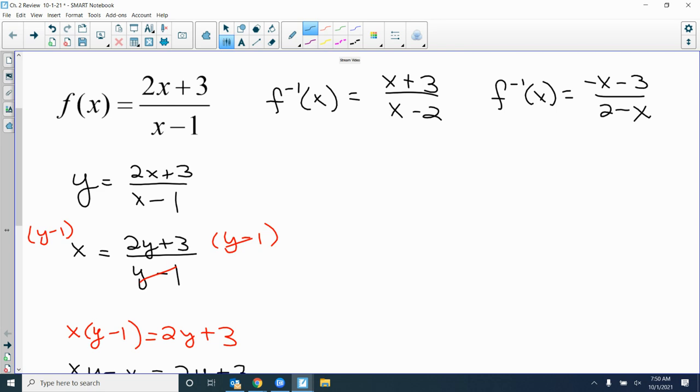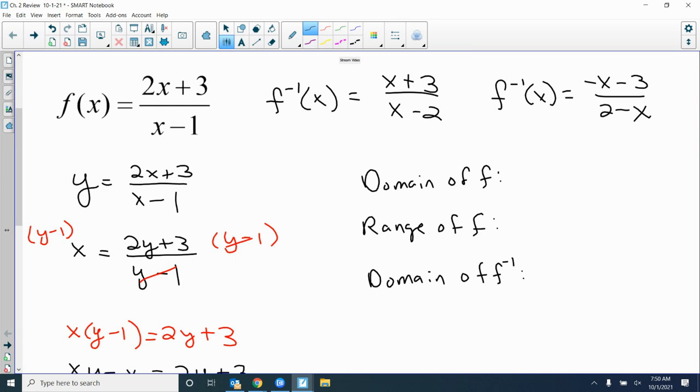So what do we got for that as you take a look? Domain and range. Kate, what do you think? Domain, hold on, let me write it down. Give me a second. Domain of f, range of f, domain of the inverse, and range of the inverse. All right, Kate, what you got?